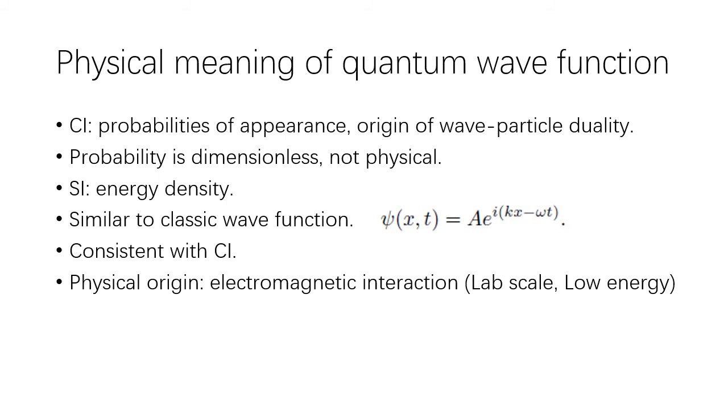In Copenhagen interpretation, the physical meaning of the quantum wave function is the probability of a particle's appearance. It is the origin of wave-particle duality. However, probability is just a fraction, a number. It is dimensionless, so it is not a physical quantity. So Copenhagen interpretation of the quantum wave function is not a physical definition.